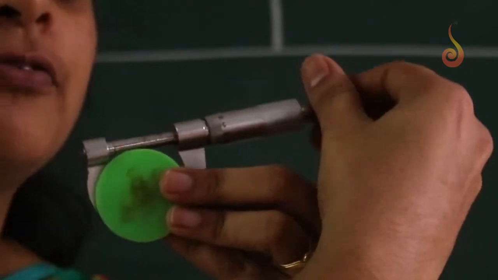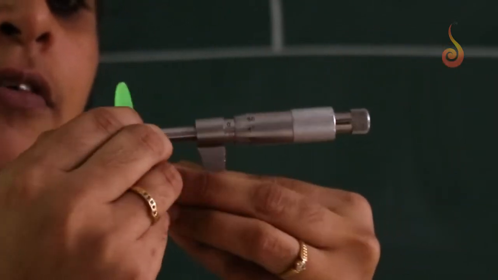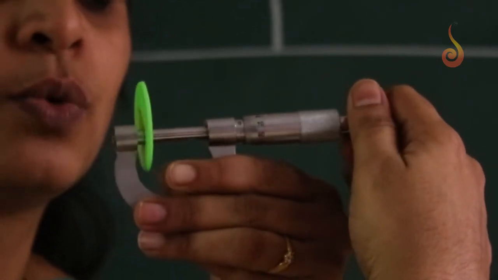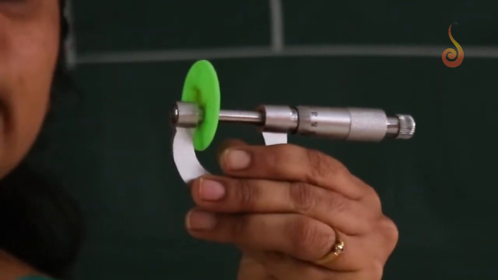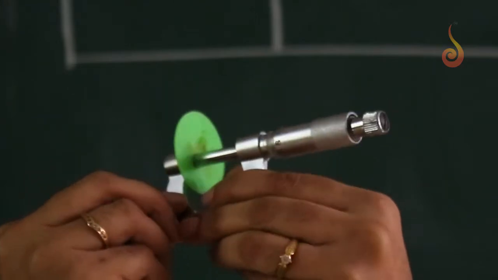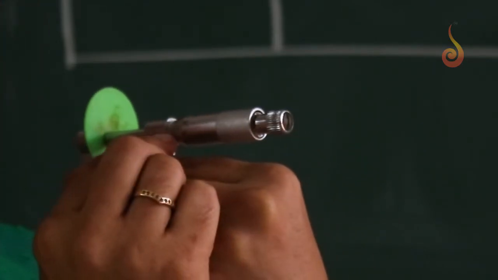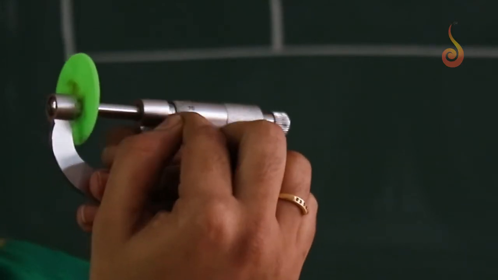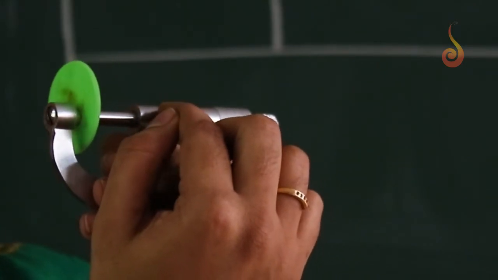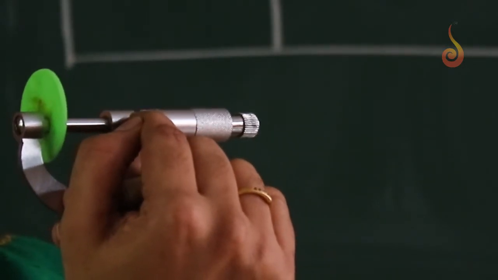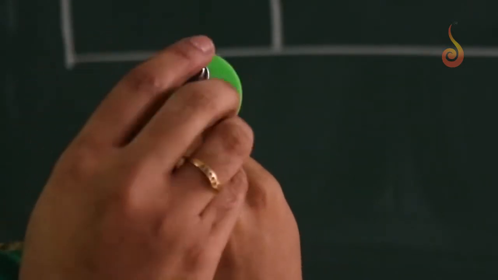I am going to fix this sheet firmly in between these two studs. Once we get this click sound, then we need to stop at that particular moment. If you observe the pitch scale, here one division is uncovered. That value is the pitch scale reading. Pitch scale reading, PSR, is equal to 1 millimeter.